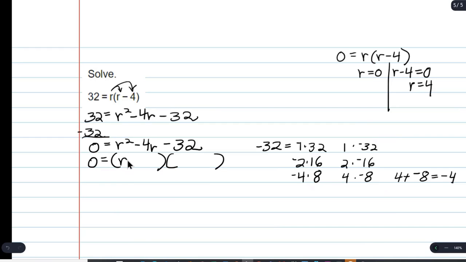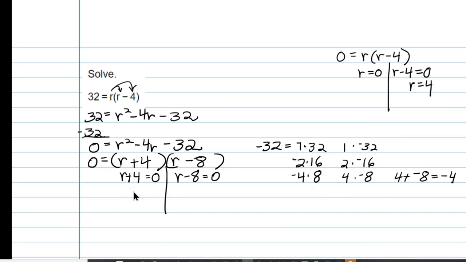So I write r, I write r, I write plus 4, I write minus 8. Because we're now going to do this: r plus 4 equals 0, and r minus 8 equals 0. Subtract 4 from both sides, you'll get r equals negative 4. Add 8 to both sides, you'll get r equals 8. And those are your solutions to this problem.